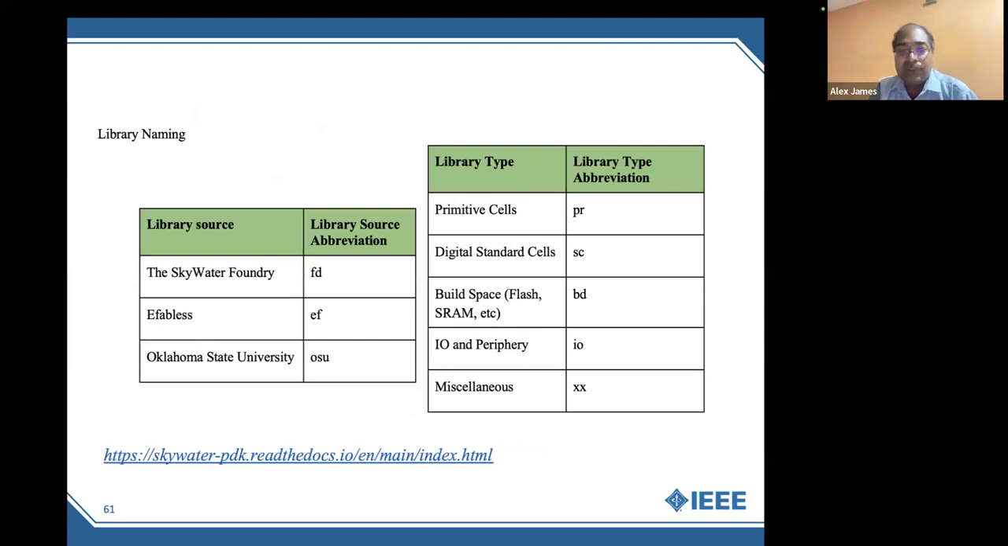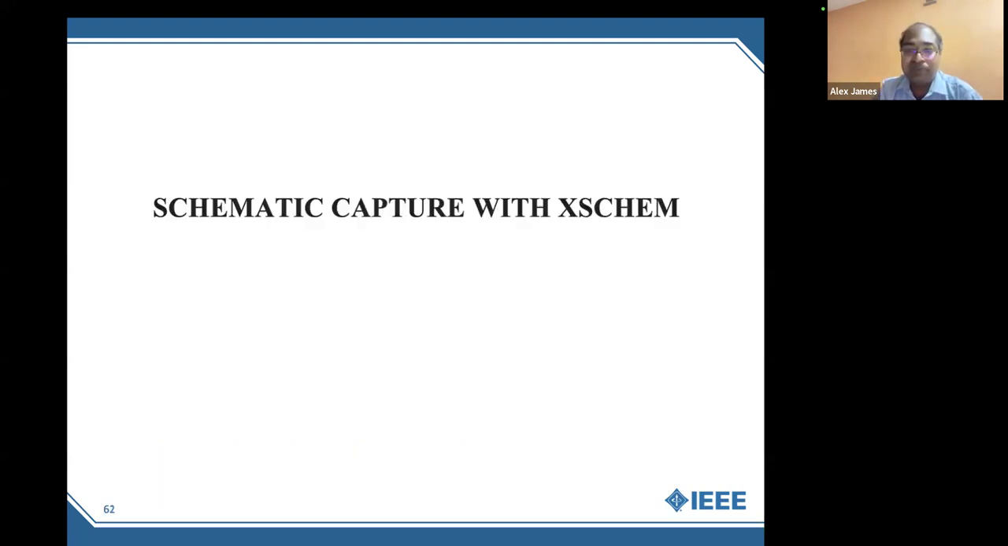There are some naming conventions which you can look at when you're going through the library. You would find many of these: eFabless, EF; Skywater Foundry, FD; Oklahoma State University, OSU. All these things are integrated into this PDK, which means your library is very rich with many things. It's not just one thing. You can also add many of the other open source ones as well. You can keep on adding things and making the library a bit richer.